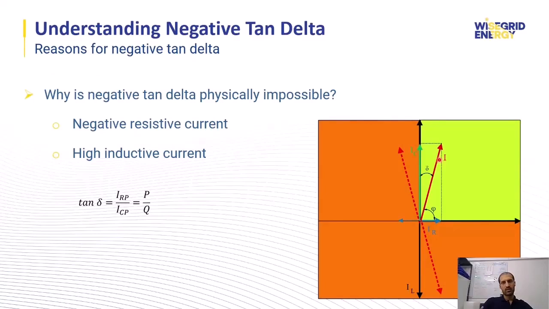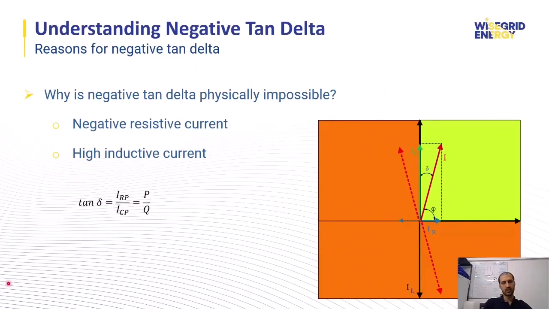Okay. One of the common issues in field testing is the appearance of a negative tan delta value. But does such a value have any physical meaning? The short answer is no. A negative tan delta implies a negative resistive current, which is physically impossible because we don't have a negative resistance in the real world. And sometimes it could mean there is a large inductive component in the current.